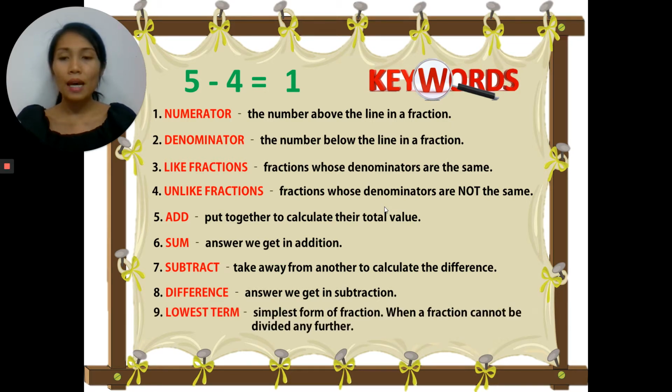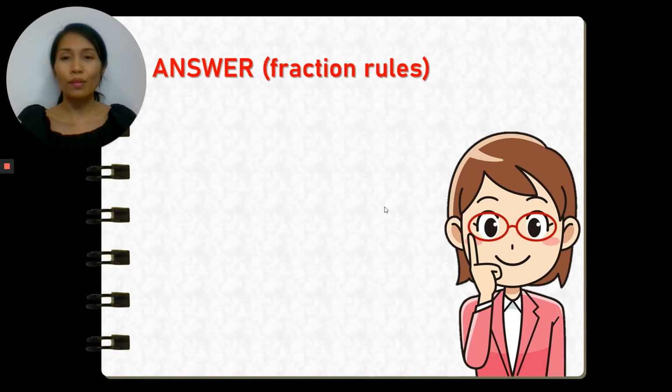Okay, the ninth keyword is lowest term. Okay, what is lowest term again? It's the simplest form of a fraction. When a fraction cannot be divided any further, then that's the lowest term. All right. Now we discussed this one last time, but I want to review it before proceeding with our lesson. We have rules in finding your answer.